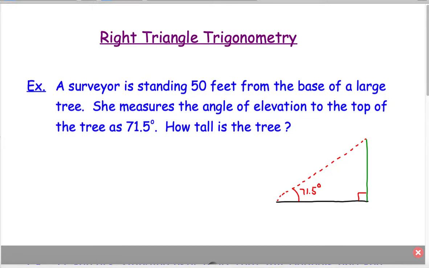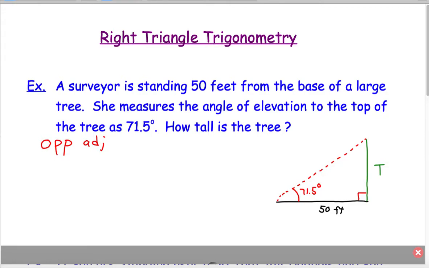We know that she is standing 50 feet from the base, so the length of this leg is 50 feet. We don't know the other leg. That's what we're trying to find out. Let's call that capital T for tree. And how can we figure that out? Well, from right triangle trig, for the 71.5 degree angle, T is the opposite leg and 50 is the adjacent leg. So I have the opposite leg and I have the adjacent leg.